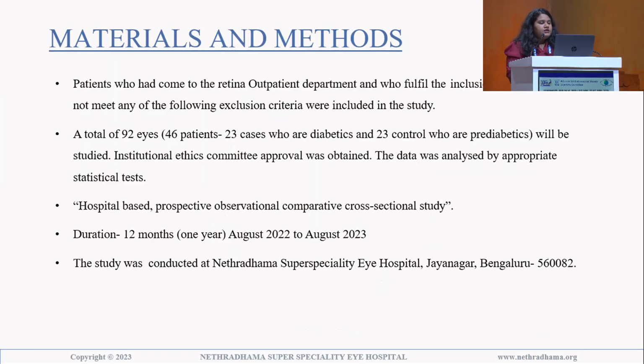retinopathy. The patients who came to the retina OPD and fulfilled the inclusion and exclusion criteria were included in the study: a total of 92 eyes of 46 patients. Of these, 23 were cases, who are diabetic, and 23 were controls, who are prediabetic. It is a hospital-based prospective observational comparative study, with a duration of 1 year from August 2022 to 2023, conducted at Nathiradama Super Specialty Hospital.